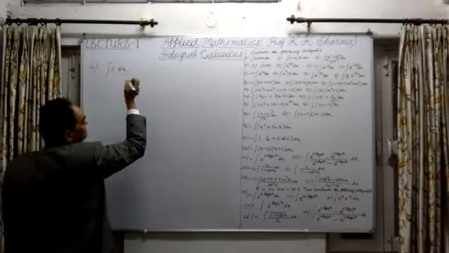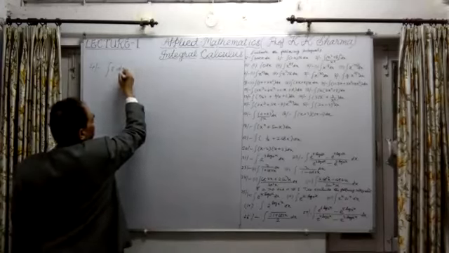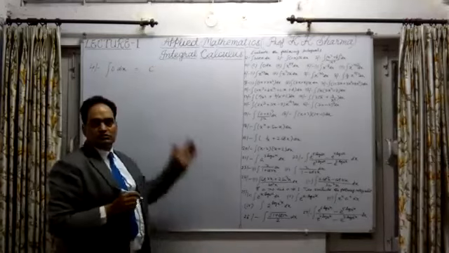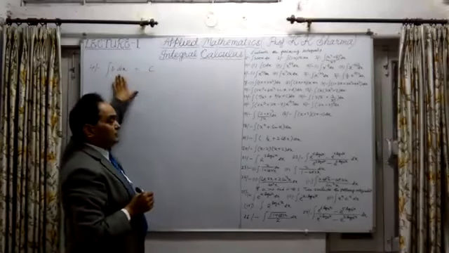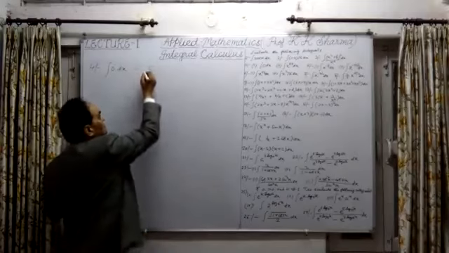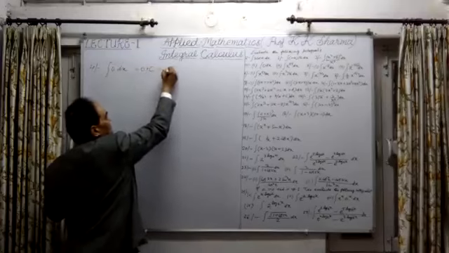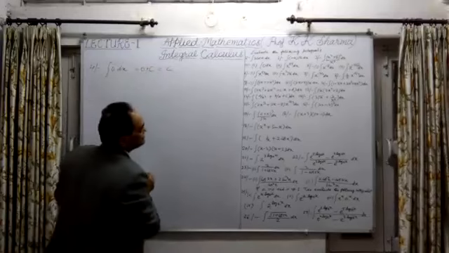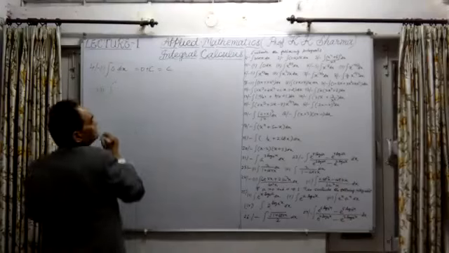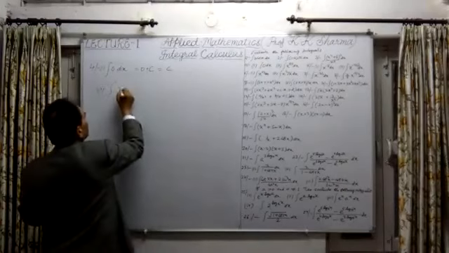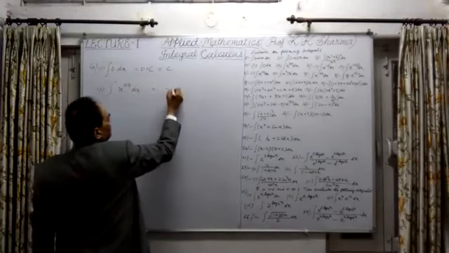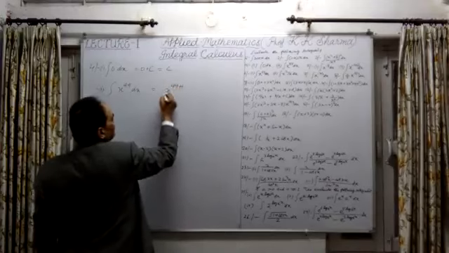What is the integral of 0? We know that 0 into something is 0, but it is only a constant. Integration of anything is the integral of that value plus a constant, which will be 0 plus constant. It is only a constant. So constant is your first part. What is the second part? The integral of x raised to the power 99 dx.